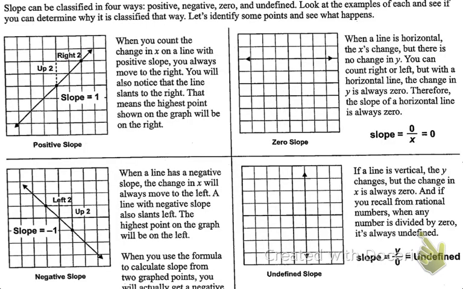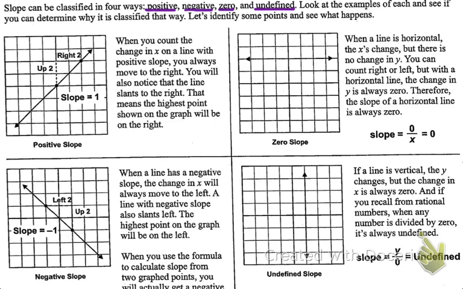Slope can be classified in 4 ways: positive, negative, 0, and undefined. Look at the examples of each and see if you can determine why it is classified that way. Let's identify some points and see what happens.